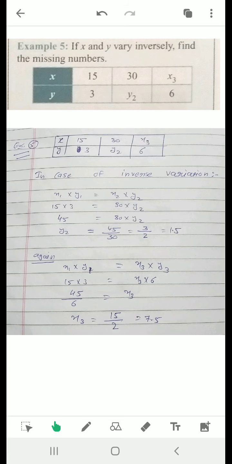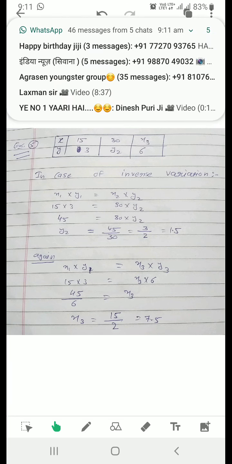So in the case of inverse variation, we know that x1 multiply y1 is equal to x2 multiply y2. So 15 multiply 3 will be equal to 30 multiply y2, and here we need to find the value of y2. So this 30 will be transferred into the divide. This is in multiply, will go into the divide. So it will be 45 upon 30. So answer will be 1.5. So value of y2 will be 1.5.